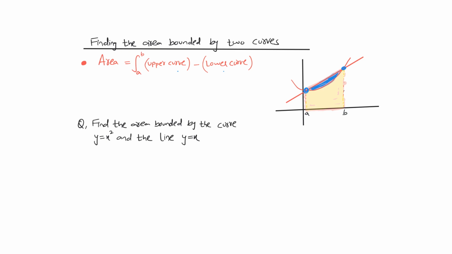So let's look at this question. You need to find the area bounded by the curve y equals x square and the line y equals x. So you need to have an idea about which one is the upper curve and which one is the lower curve. So y equals x square looks like this, and the line y equals x would look something like this.